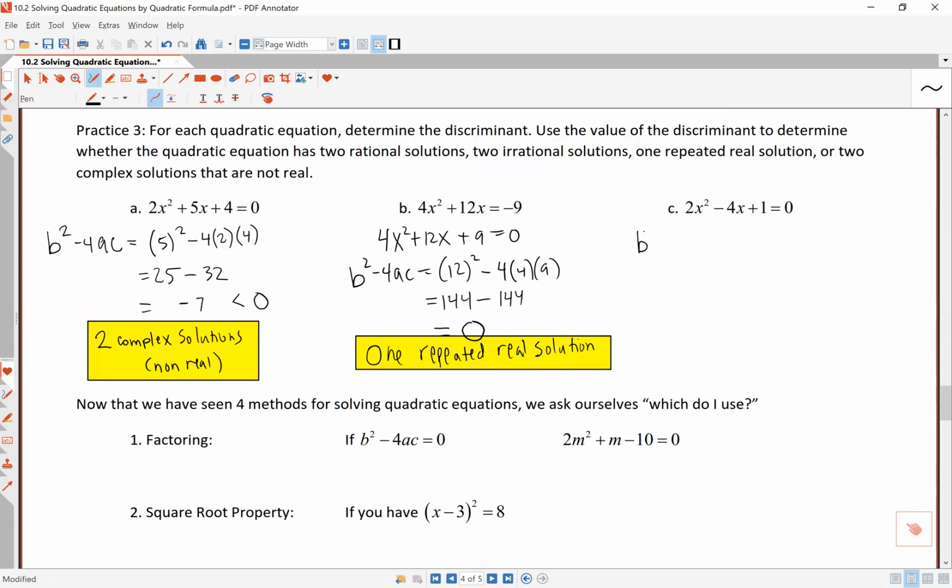And the last one, b squared minus 4ac. b is negative 4, a is 2, and c is 1. So that gives us 16 minus 8, which is 8. And so that's greater than 0, but it's a non-perfect square. So when you have a non-perfect square, you're taking the square root of something that's not a perfect square. You end up with square roots, giving us 2 irrational solutions.